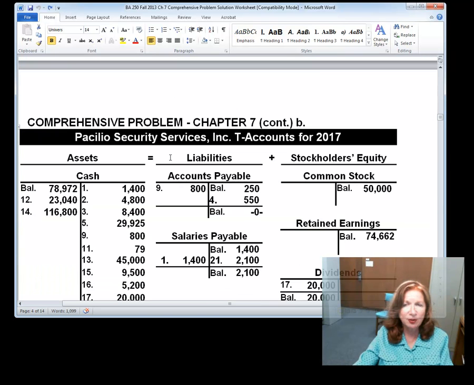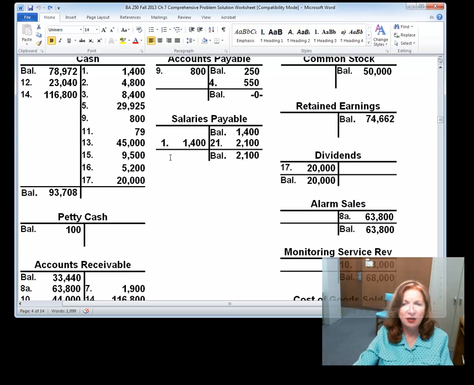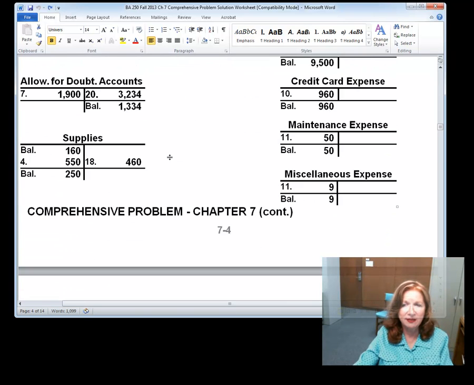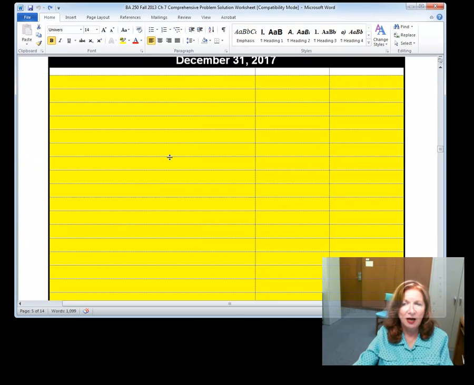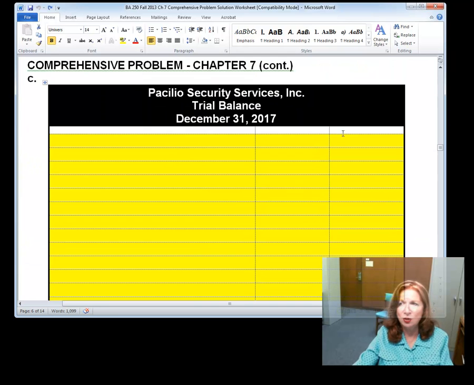After that, you post them to the T account. So this time you don't have to post anything to the T account. Here's all the T account balances, and you just have to use those ending balances to prepare the trial balance. So you write the general journal entries first, you show those calculations, they've already posted them to the T accounts for you, and then you make up this trial balance.